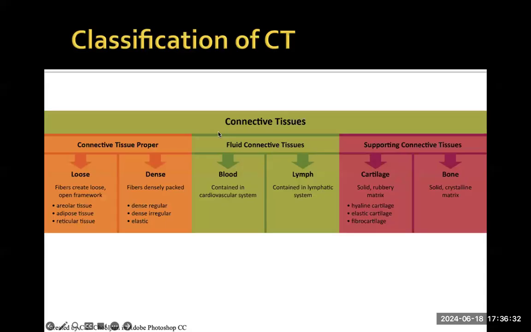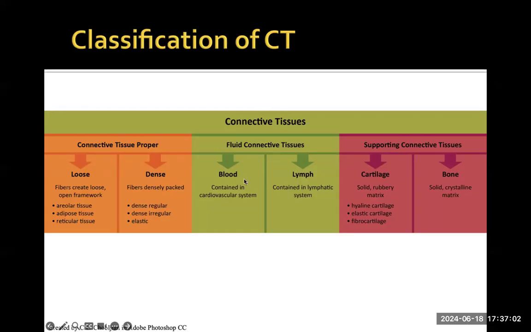So, classification of connective tissue, different categories. We have what's called connective tissue proper. And of connective tissue proper, we have loose and dense. What that means is this is loosely packed, meaning you see lots of space. This is densely packed, meaning very close together, and there's not a lot of space. So different types for loose would be areolar, adipose, or reticular. Different types for dense would be dense regular, dense irregular, or elastic connective tissue.